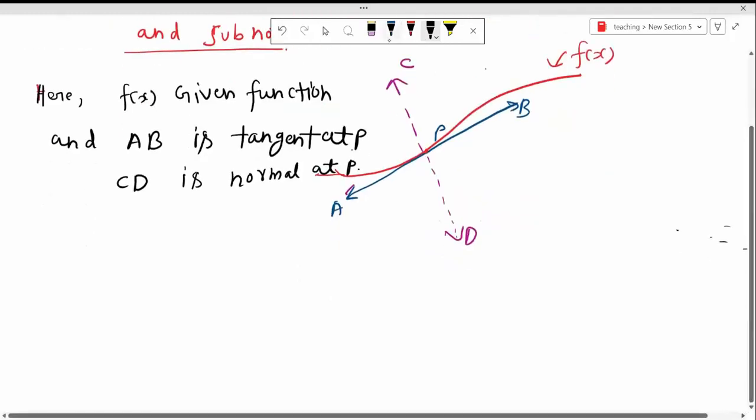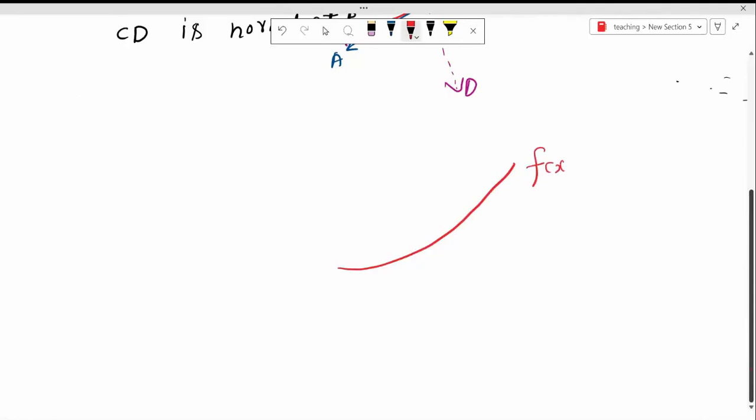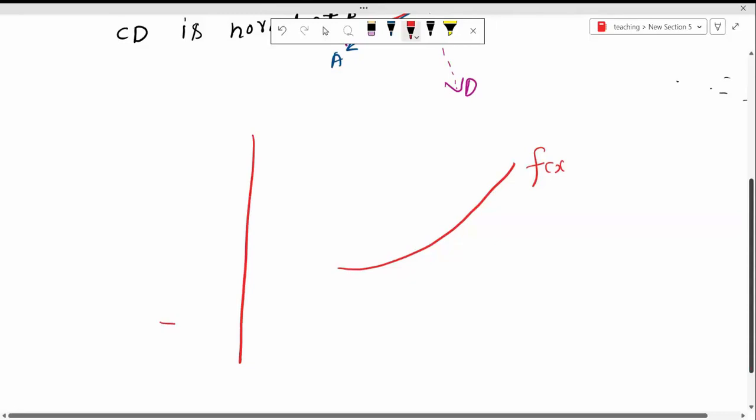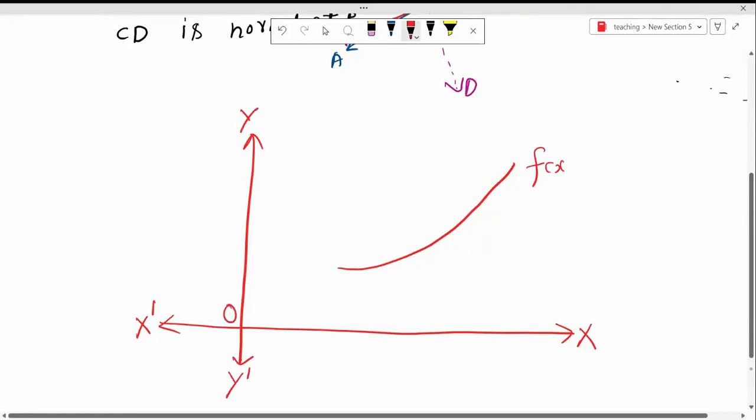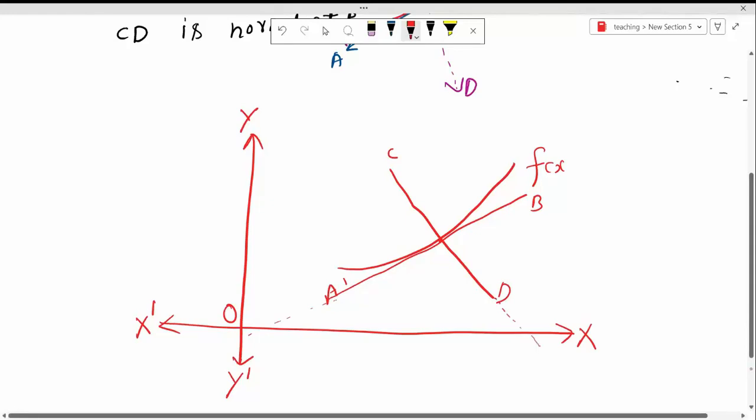Then we draw another picture in which we explain it in brief. This is our f(x), the same picture but drawn in another way so that we can understand it. This is our coordinate system: x-axis, y-axis. We name these X, X dash, Y, Y dash, and this is the origin. Now we take a point P and draw the normal, and this is the tangent, this is the normal. This tangent is AB and this is CD. We extend the tangent to meet the x-axis, and we also extend these lines where they meet the y-axis. This is our point P.